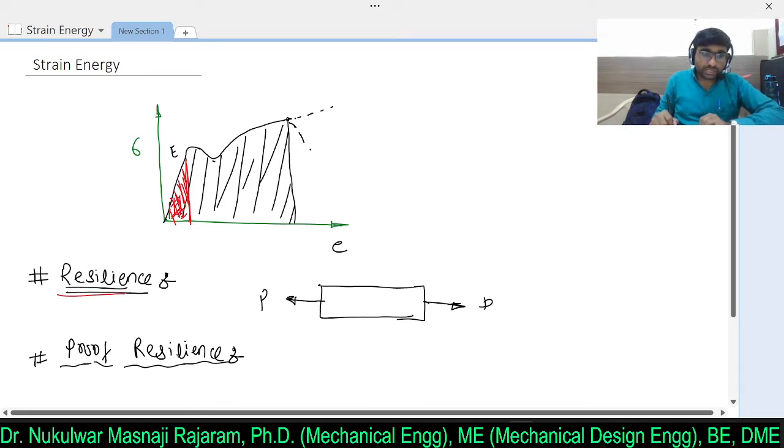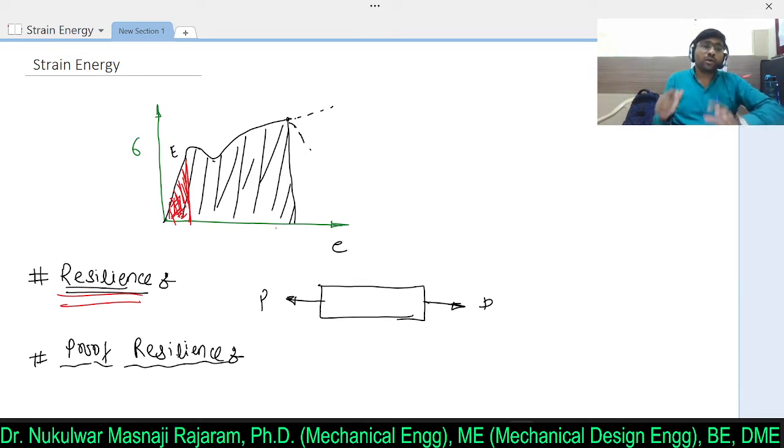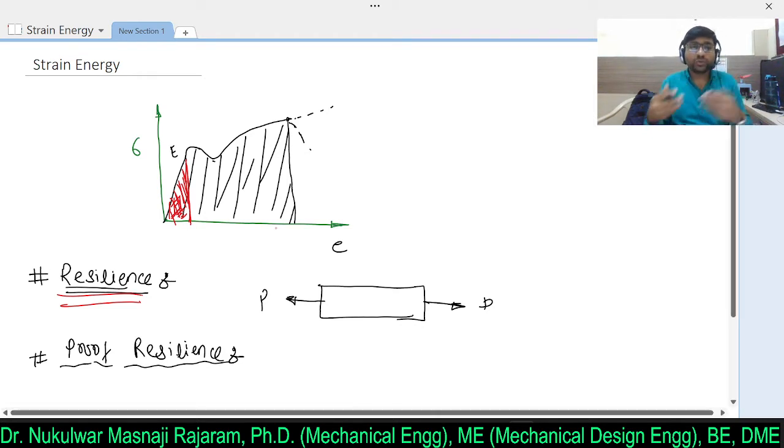So resilience is up to the failure. Whatever energy is stored within that body before that point is known as resilience, and up to the elastic limit only, whatever energy is stored within that body is known as proof resilience.